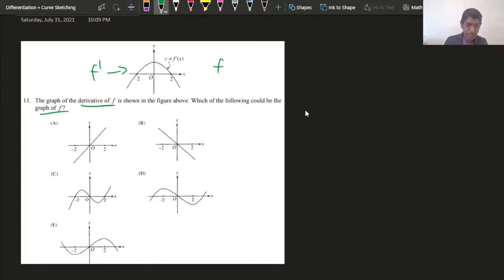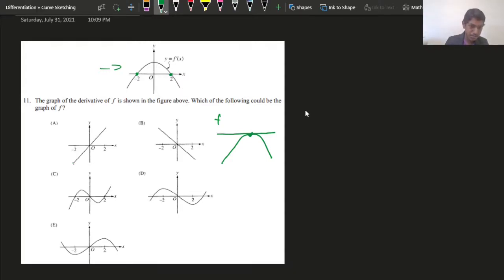Now, the zeros of f prime will be visible on the graph of f. Because a zero on the graph of f prime will just intersect the x-axis, but a zero on the graph of f will be a horizontal tangent line. So we have two zeros of f prime, and they're both at -2 and 2. So let's just eliminate anything that doesn't have two zeros.